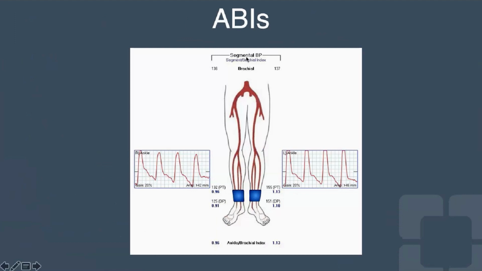And the other thing to point out is between the arms, we look and see if there's any difference between the arms, because that can give us an idea if they have upper extremity peripheral arterial disease.